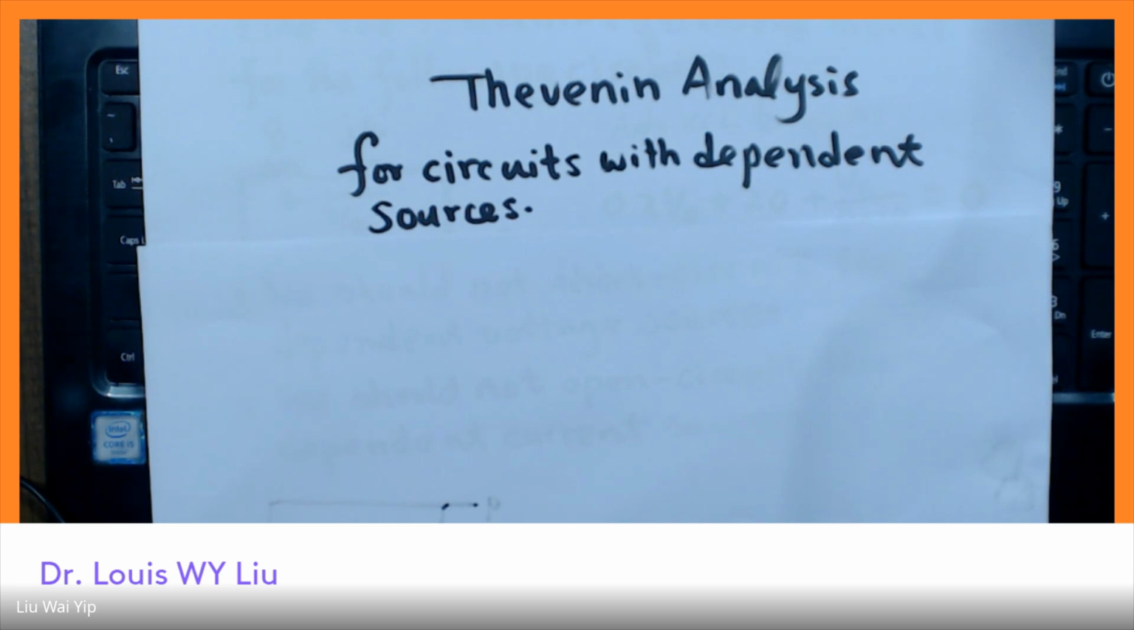Hello, welcome to my channel. Today I'm talking about Thevenin analysis for circuits with dependent sources. So dependent sources are the voltage or current sources that are parametrically dependent on the circuit element of the circuits.